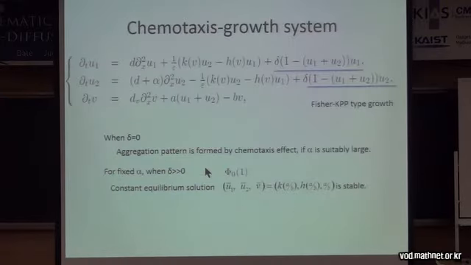But if we add growth terms to this equation like this, Fisher-KPP type growth terms, and of course we assume delta is sufficiently small, what happens? If delta equals 0, we already observed that some aggregation patterns can be observed. But what happens if a growth term is added like this?